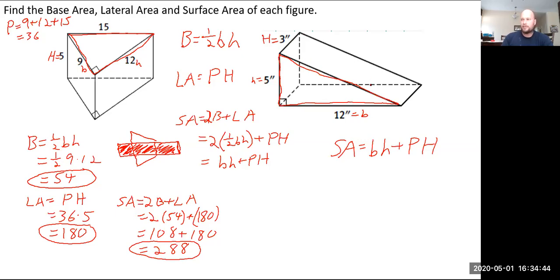Now, you could do that a couple different ways. If you remember your triples, this is one of those places the triples come in handy. This is what we call a 5, 12, 13 right triangle, so the missing side is 13. And if you memorize them like I asked you to a long time ago, you don't have to do any extra work there. You just know it's 13, you move on, you keep going with the problem.